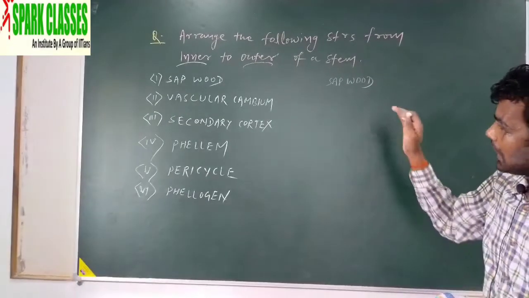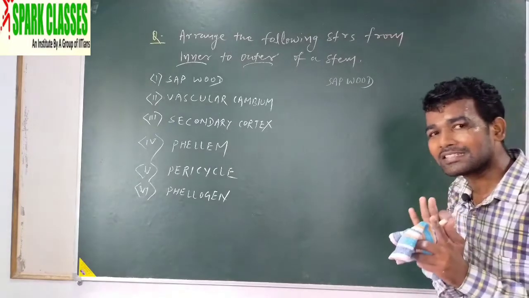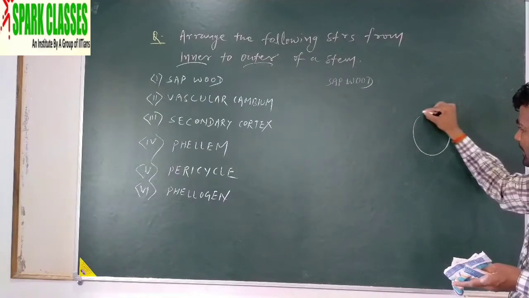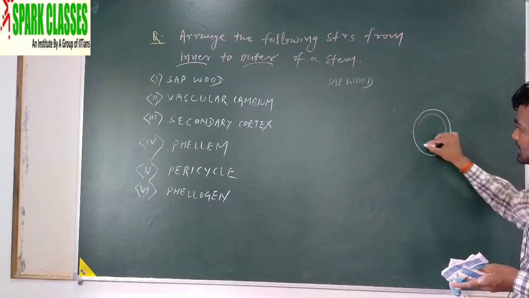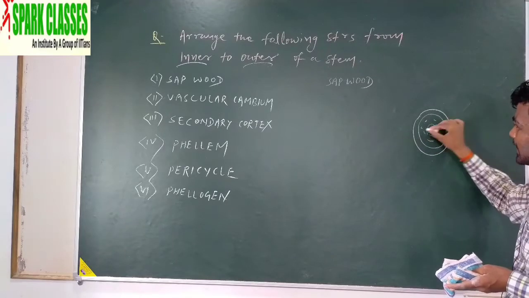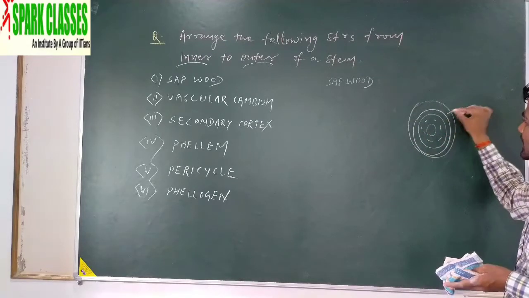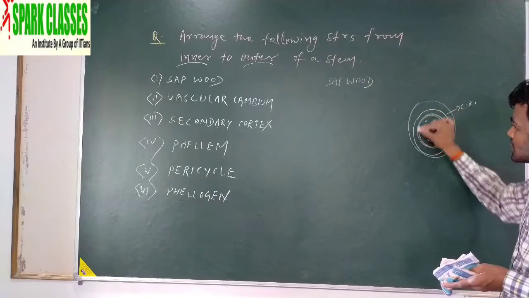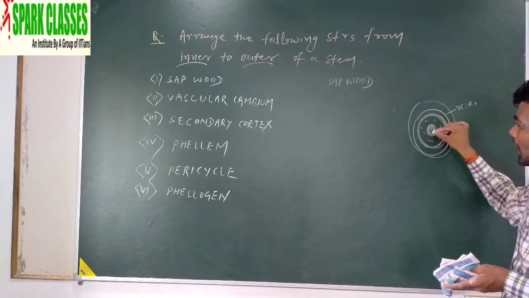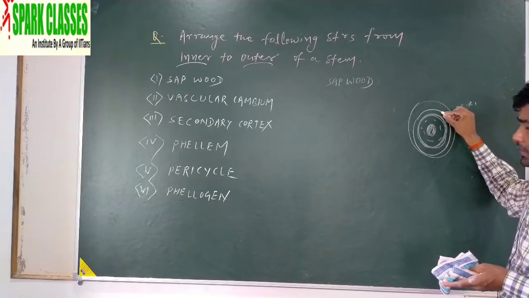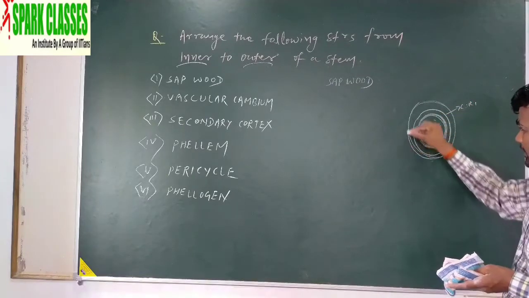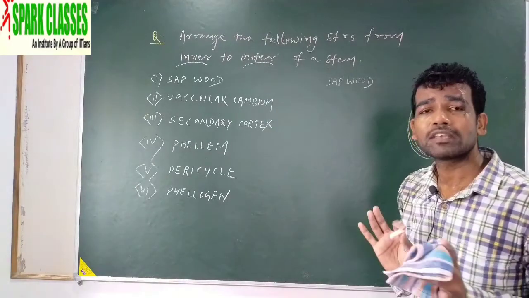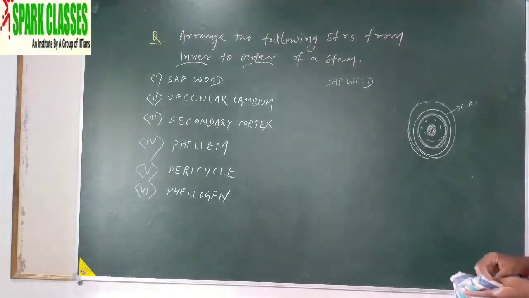Heartwood and sapwood are called secondary xylem. Just after the secondary xylem, as in the diagram I had drawn, is the cambial ring. Inside the cambial ring there is secondary xylem, and on the outer side there is secondary phloem. Close to the cambial ring, this portion is called sapwood, and the central portion is heartwood. So sapwood, then cambial ring, then secondary phloem. But secondary phloem is not given in the options.